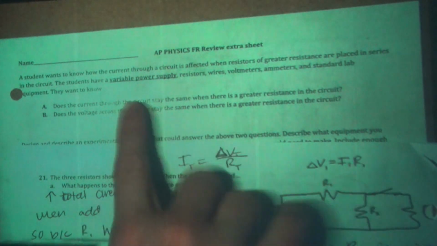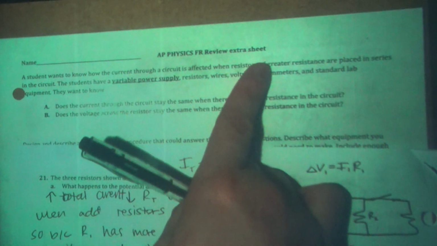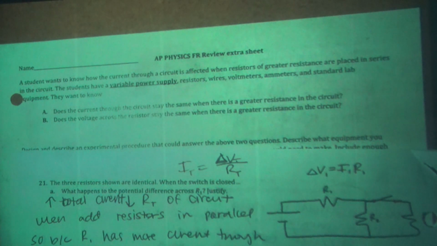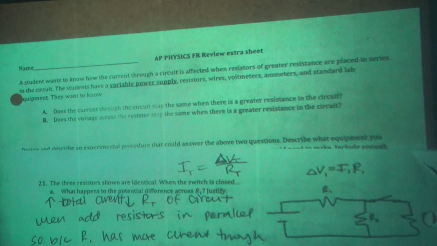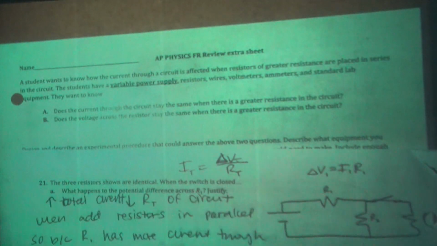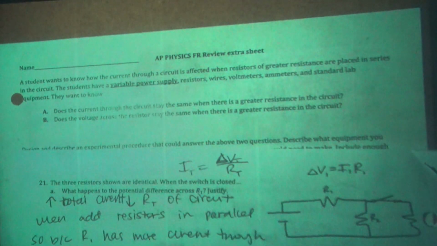Alright, and then the sheet I gave you guys today in class, just because it takes me a really long time, it's awkward writing slowly on the video, I actually already wrote it out. So the idea here is students want to know how the current is affected when resistors of greater resistance are placed in series in a circuit. They've got a variable power supply, variable meaning it can change, and power supply is basically a voltage source, so it provides voltage specifically, because voltage provides current and therefore provides power.